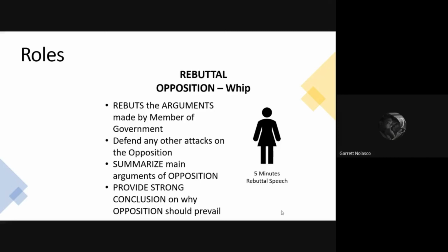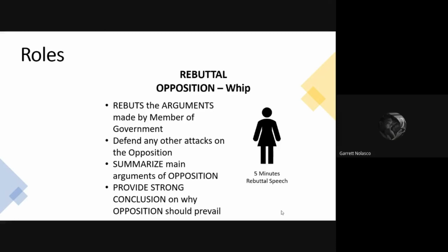But introducing a new argument during the rebuttal is a sign of weakness, that oh, you were not able to, with the two speakers that you have, with the 14 minutes that was given to you, you were not able to present your case strongly and convincingly.